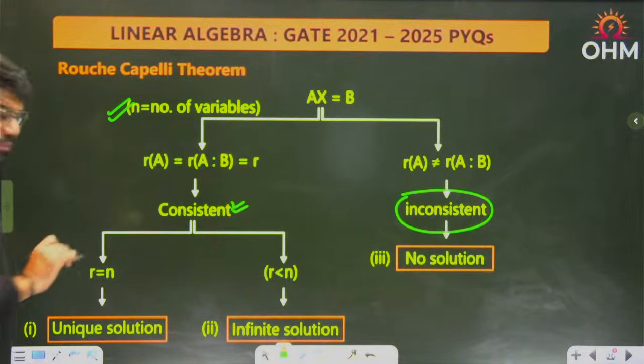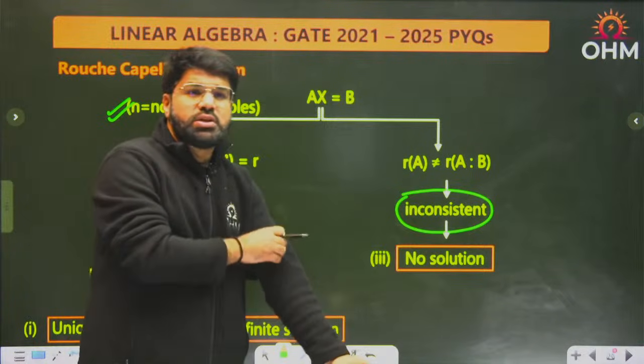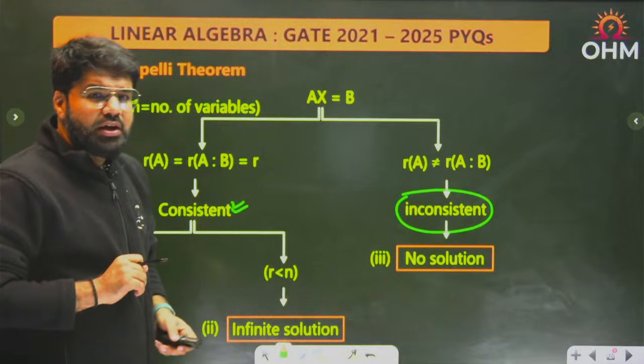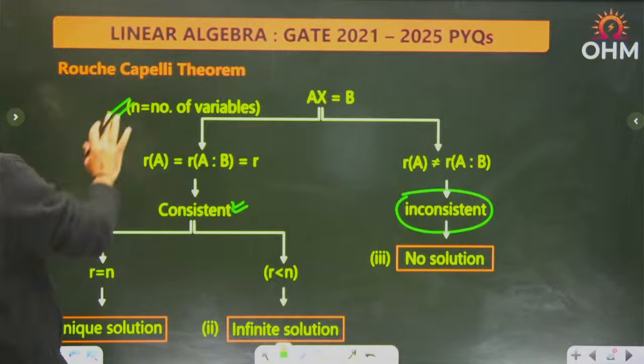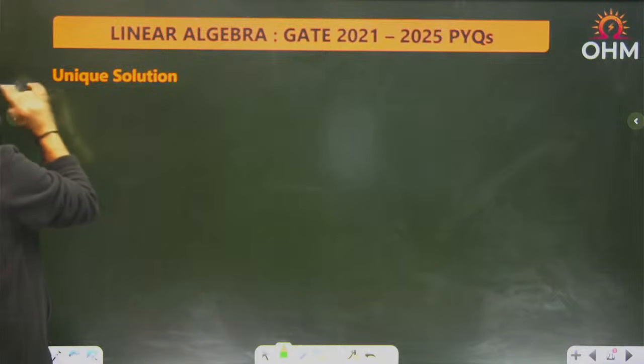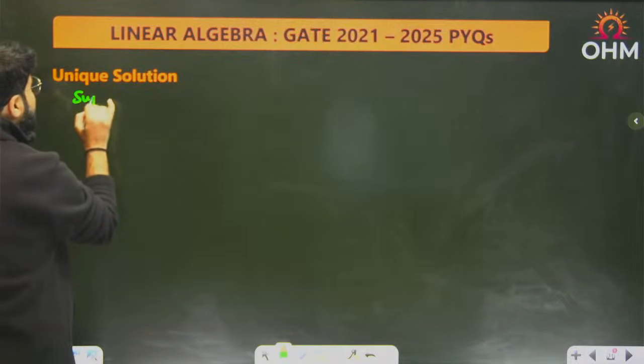Now I will add one more thing with infinite solution and no solution. What is that one more thing? I'll come to it after the unique solution. Suppose A is a square matrix.